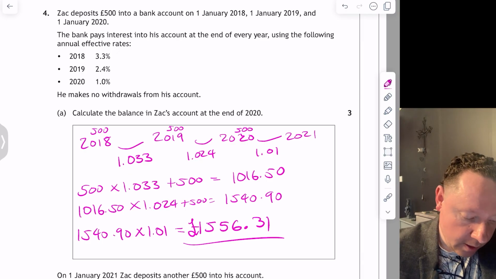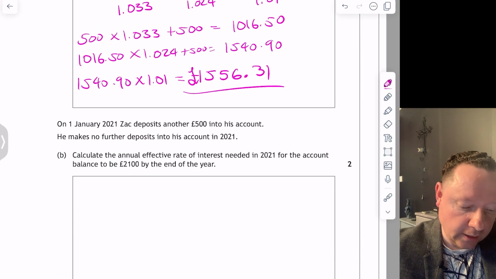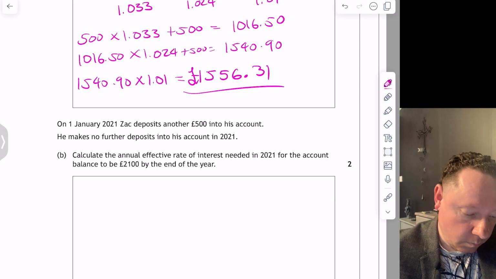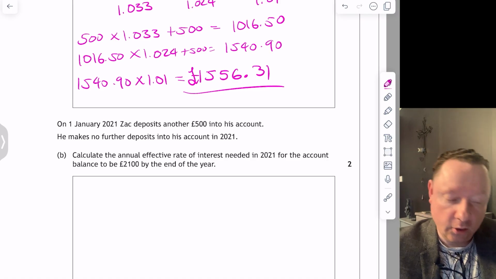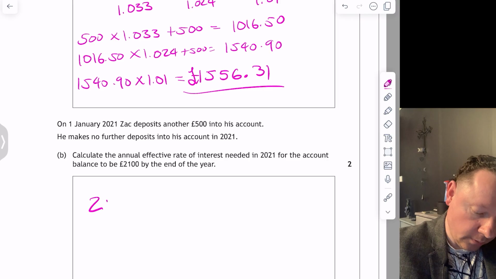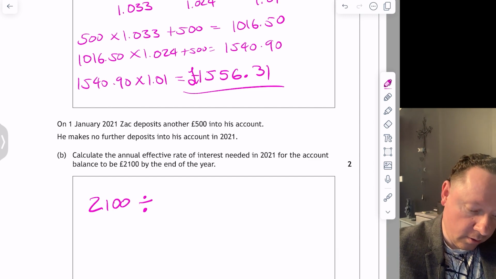Okay, on the 1st of January 2021, Zach deposits another 500 in his account. He makes no further deposits in his account. Calculate the annual effective interest rate needed for 2021 for the balance to be 2100. So we'll look at the present value here. We'll start with 2100 and we're dividing by how much is in his account. Well, he's got 1556.31 plus the extra 500.